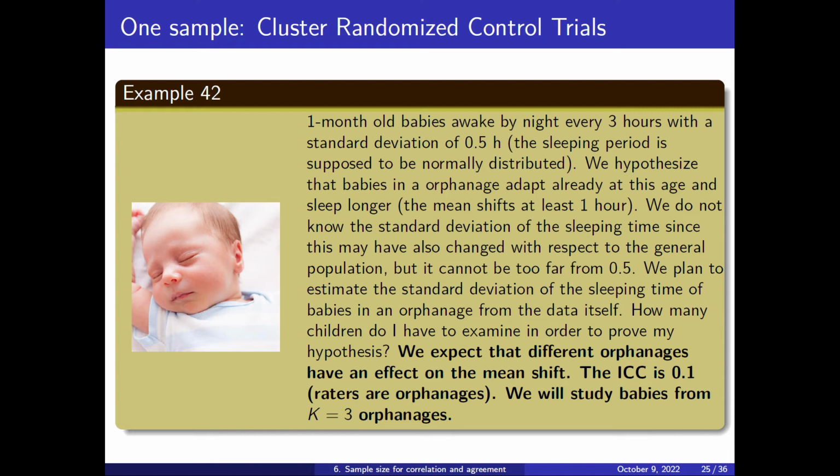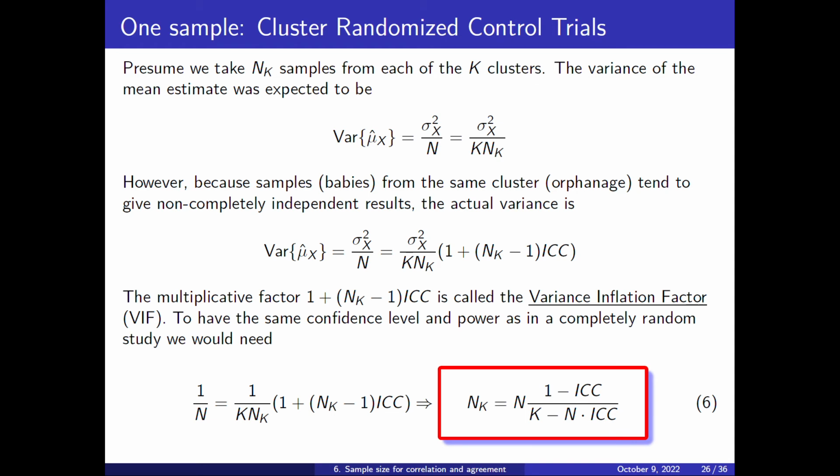So we want to measure what is the intra-class correlation between the different orphanages. So the orphanages now become the raters, and we want to measure this ICC. So the derivation is a bit complicated, but let's see. So presume that we will take nk samples from each one of the k clusters. So we have 3 clusters that are the 3 different orphanages, and then we take nk samples from each one of them.